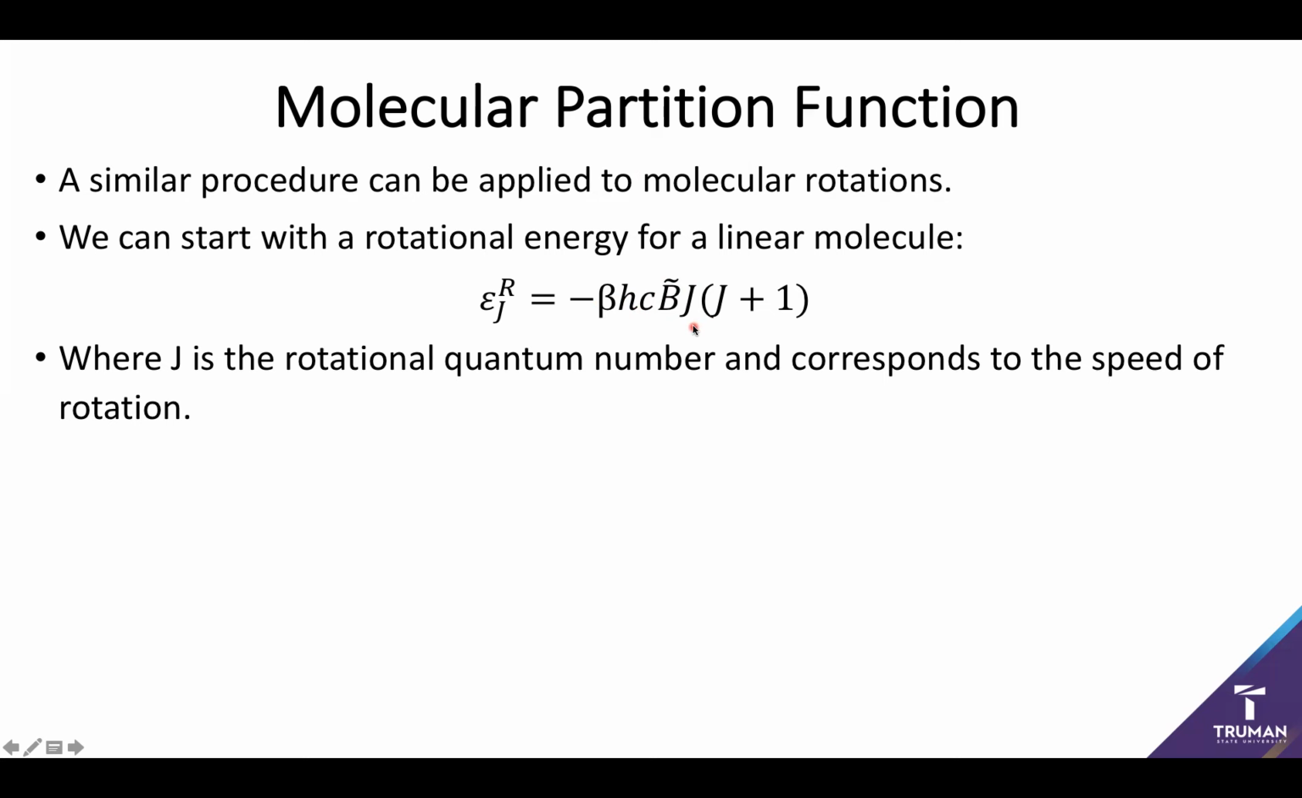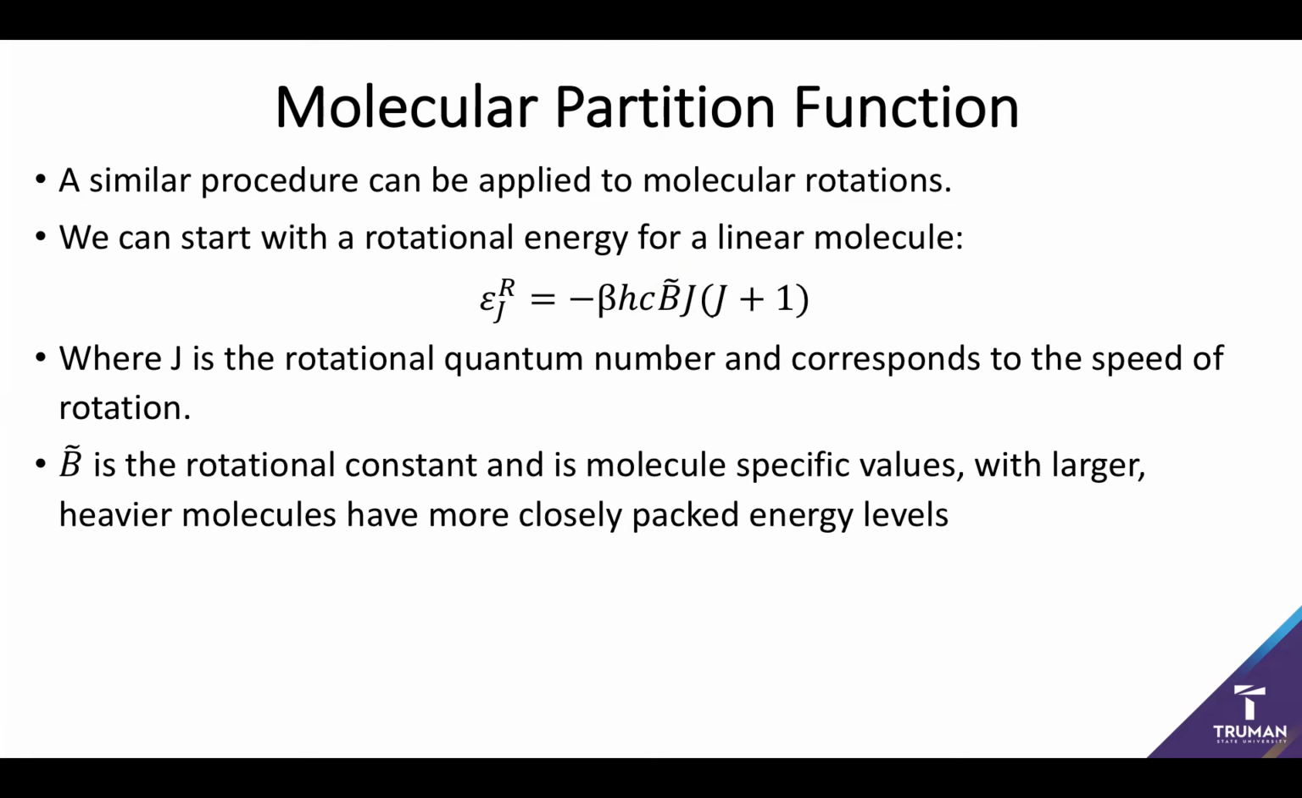And really a good way to think about it is it's going to correspond to the speed of rotation. So if I have a J of 0, it essentially means I've got no rotational energy. Whereas as soon as I have a J of 1, now I've picked up speed a bit, J of 2, 3, and so on. As J goes up, the speed of rotation goes up, and you can figure out the energy of that corresponding speed by knowing your B, your rotational constant, this B value.